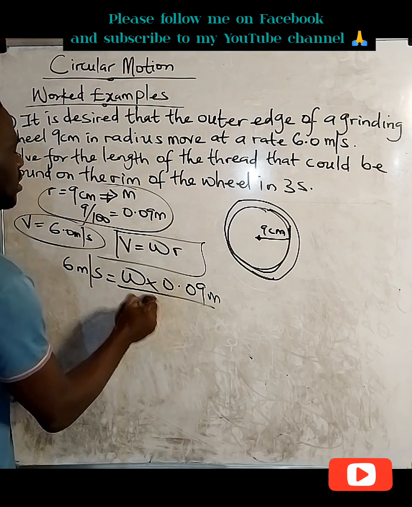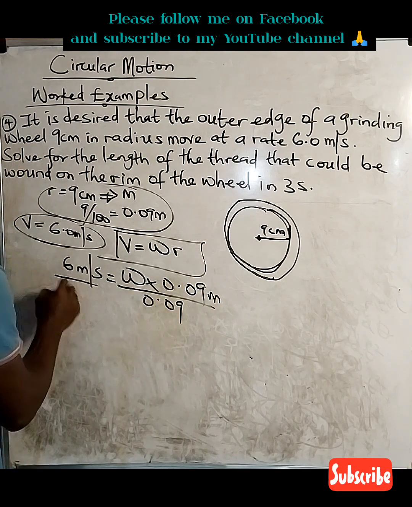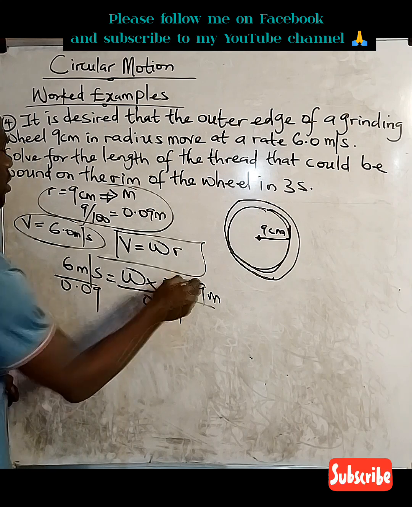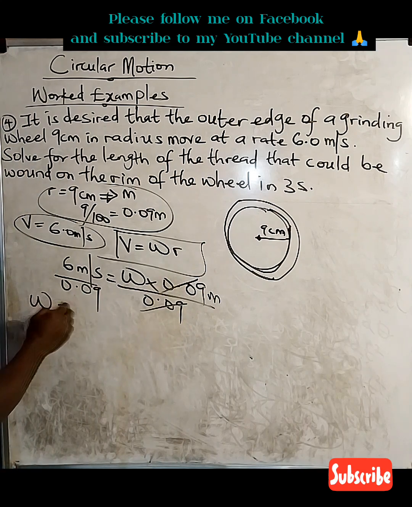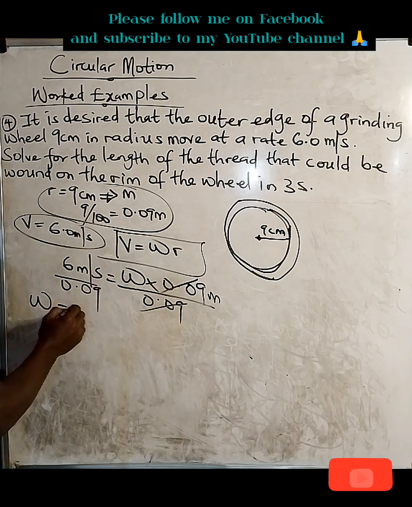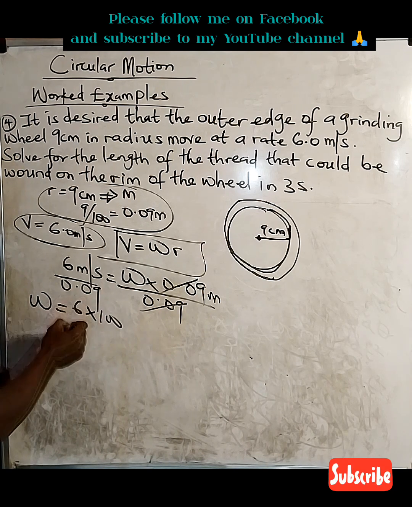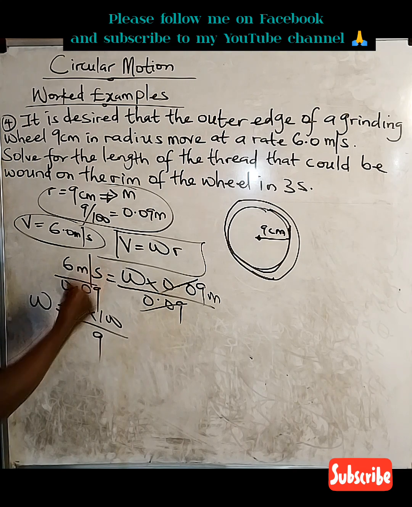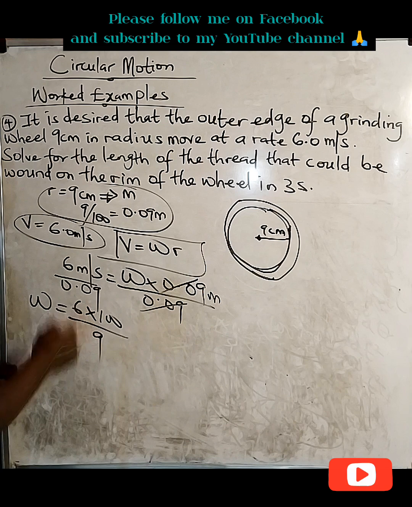So we're going to divide both sides by 0.09. So what do we have? We have the angular speed, or angular velocity, as 6 divided by 0.09. So that was 6 times 100 over 9. Just take it to 2 decimal places, so there's no decimal place here. The 2 comes up as 2 zeros, 100.